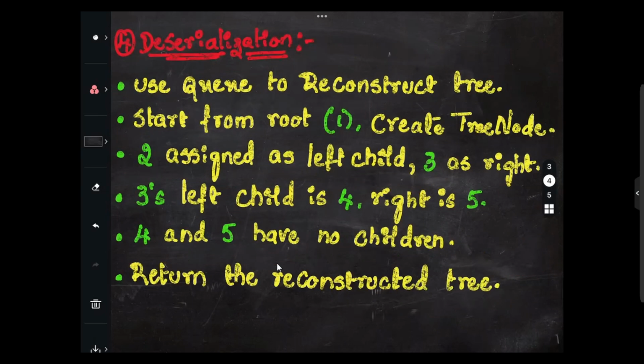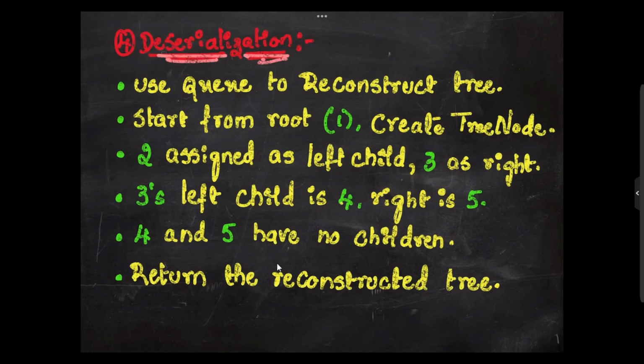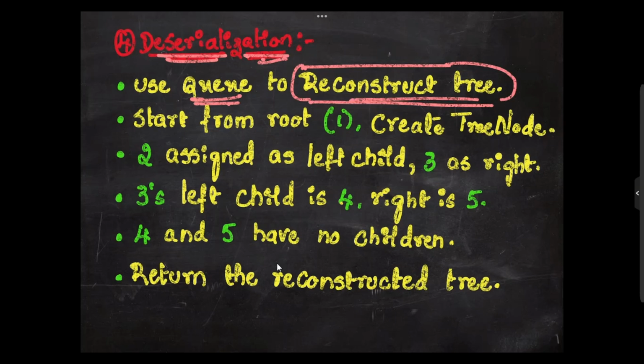Let's come to the deserialization part. Serialize means we have successfully converted the input to the string, right? So we have successfully converted the binary tree into the string. Let's come to the deserialization part here. We will be making use of the queue basically. Why will we be making use of the queue? Because we have to reconstruct the binary tree, right? So to reconstruct the tree, we'll be making use of the queue.